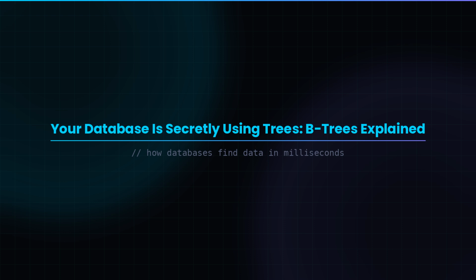You did not scan 100 million rows. Your database did not even look at most of them. It used a data structure called a B-tree, and it found that record in roughly 3 comparisons. In this video, we are going to build up exactly how that works, from the problem all the way through real production databases.